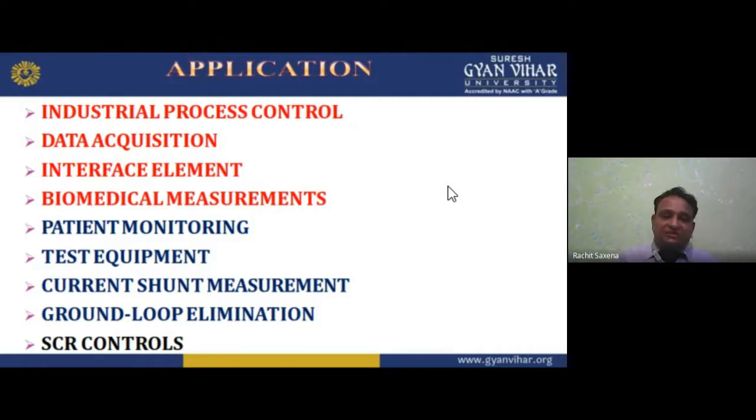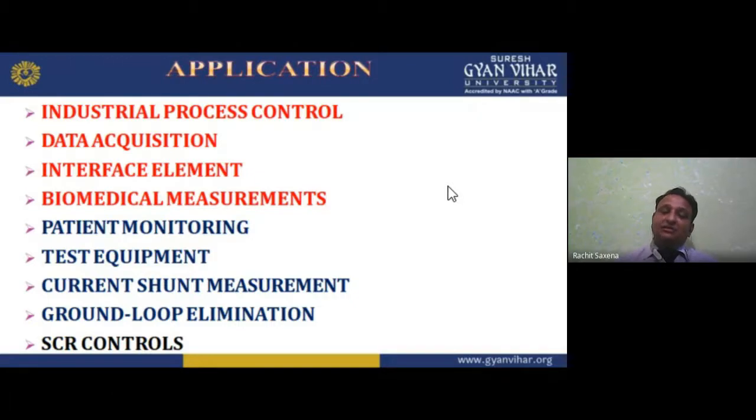Biomedical measurements. In biomedical, as I earlier told you, if I want to measure, I have to do the biomedical work. So I need this thing. Biomedical measurement, I use this type of isolation amplifier. Patient monitoring. Obviously, in the medical line, it is used. We are using this as a part of that circuit. Not the whole. It is a very small thing. It is an amplifier, and basically we are using it in the circuit for isolation purpose. Okay. That is in the medical line.